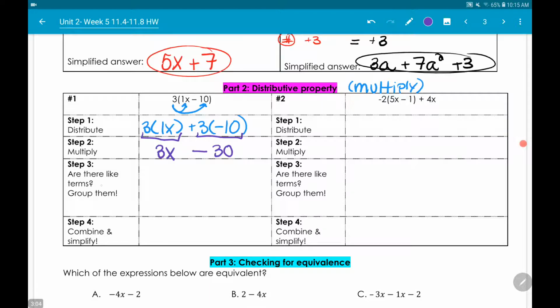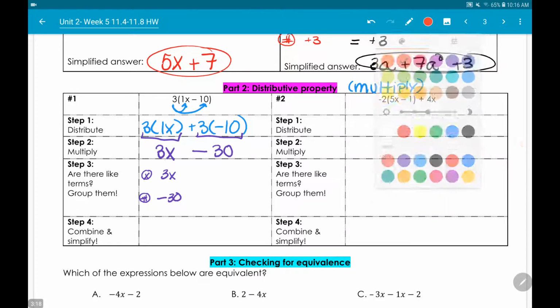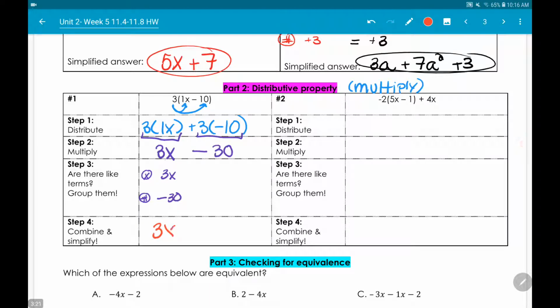Are there like terms? So do I see any like terms in this situation? So I have an x group and a number group. So I just have 3x and I just have my number 30. So I don't have anything I can combine. So my final answer is just this.